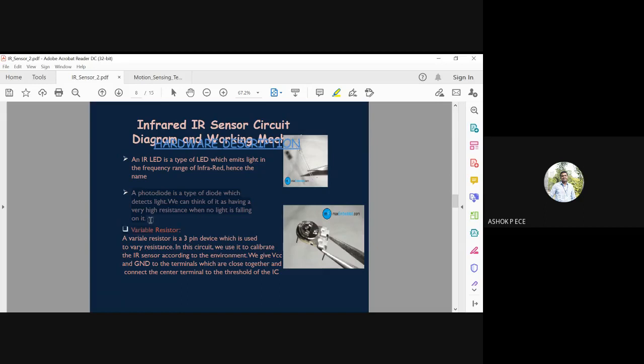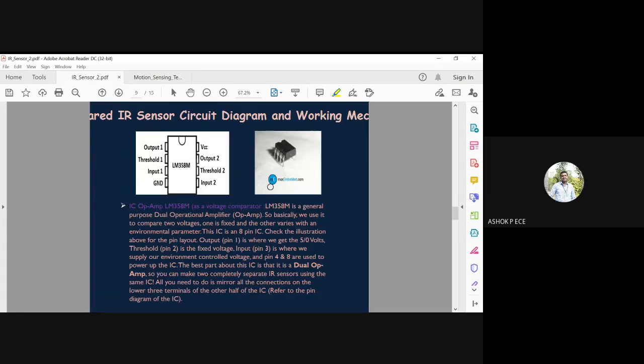So when no light is falling on it, it will work as a high resistance device. When light falls on it, the resistance is going to change and it is going to produce an equivalent voltage or current. So you have an op amp to amplify your signal. We have an operational amplifier.